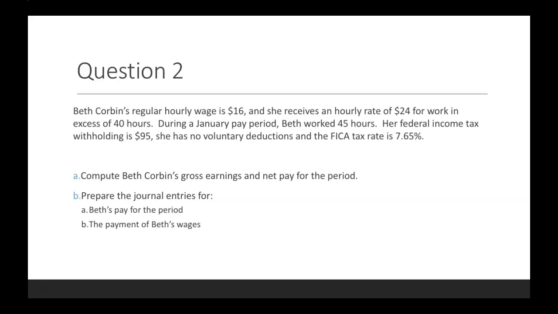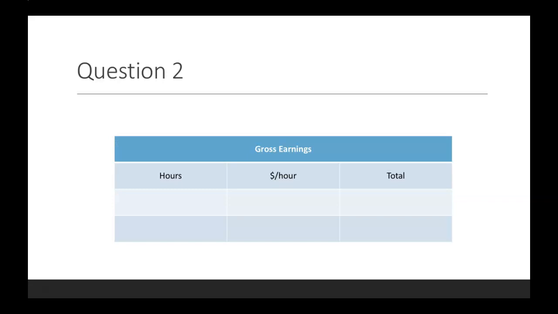So we need to figure out her gross earnings and her net pay, and then prepare the journal entries to record her pay for the period and the payment of the wages. So let's first work on finding gross earnings. Gross earnings is the total amount that Beth Corbin earned. So she worked a total of 45 hours. So let's split that up between the regular 40-hour work week and then the 5 hours of overtime.